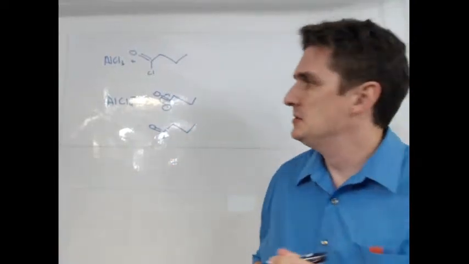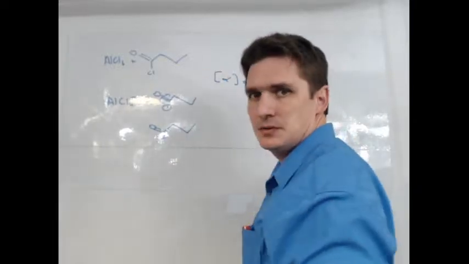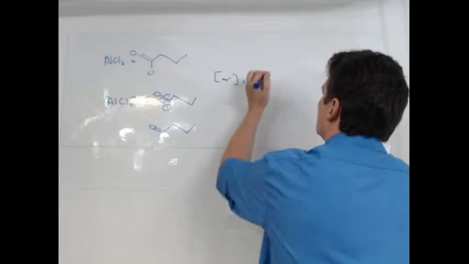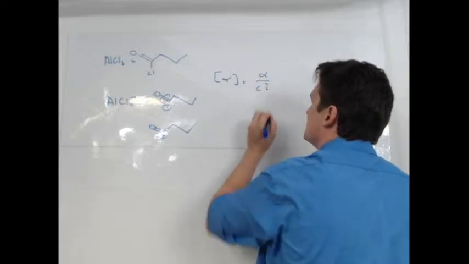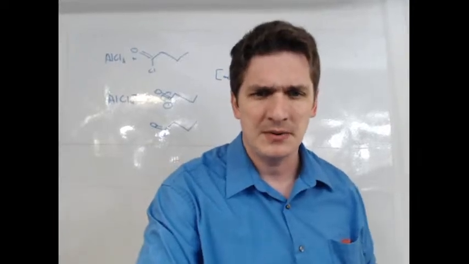Now I corrected the notes. It should be bracket alpha equals alpha over CL. So you were given the alpha, or no, you were asked to find the alpha.